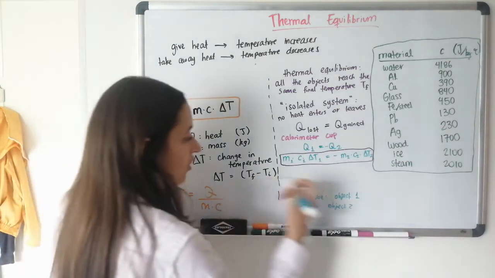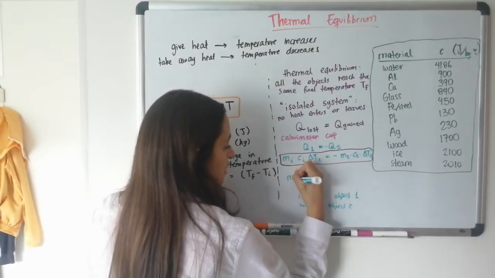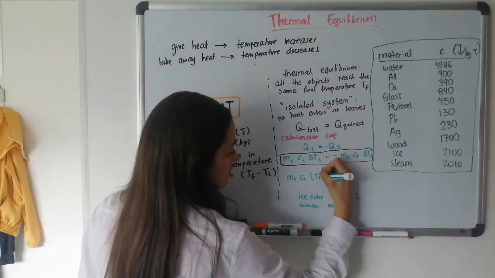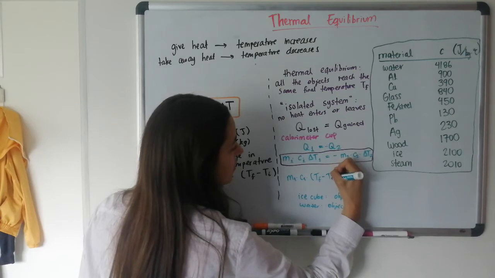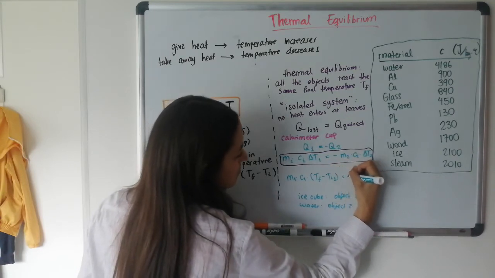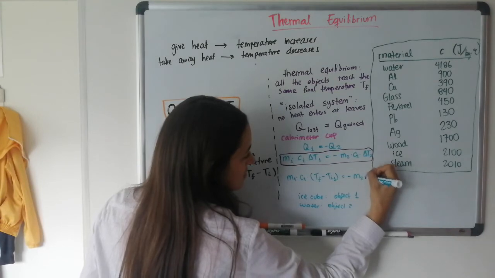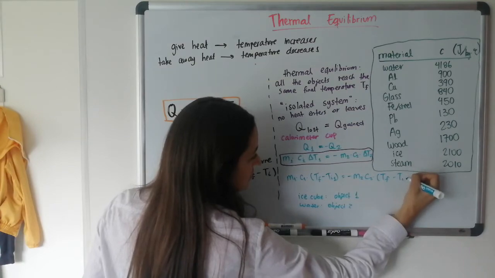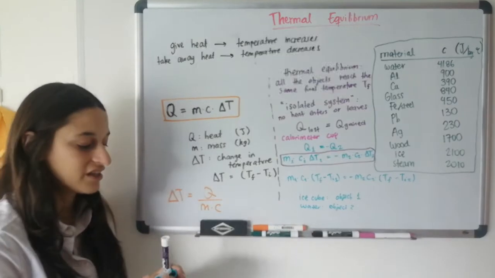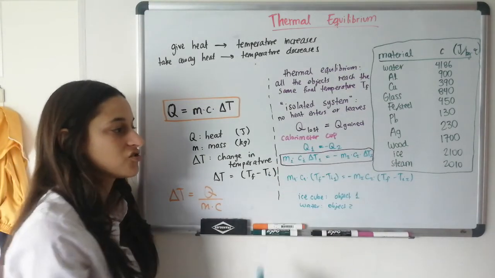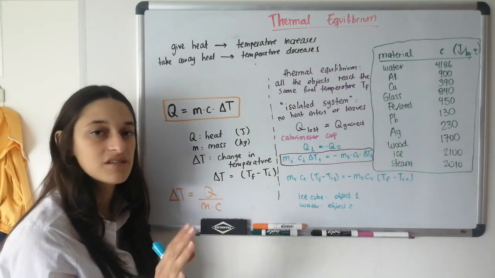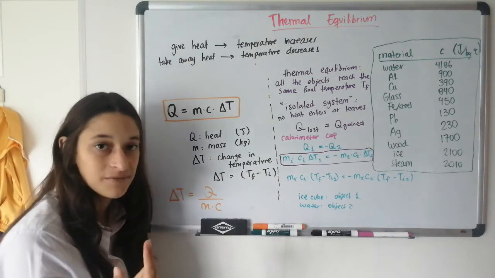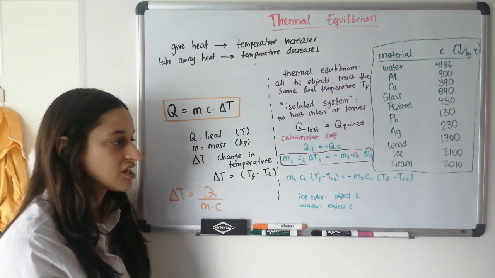So the long version of the equation would be M1 C1 (TF minus TI1) equals minus M2 C2 (TF minus TI2). TF is the same for both. The only thing you need to do, having this equation, is plug in every single value that is given to you in the problem, and solve for whatever is missing, which is generally just one thing. So that's where the algebra comes in. But that's the general equation.